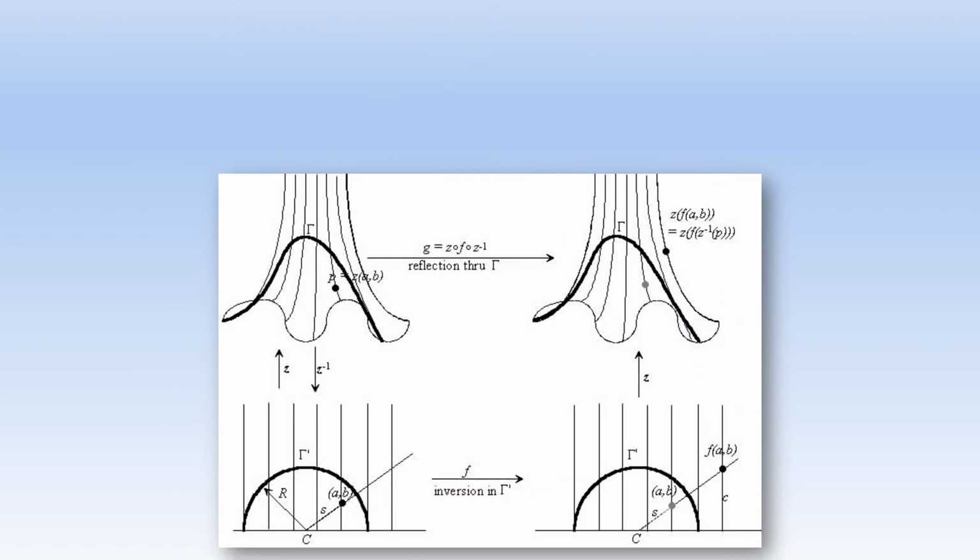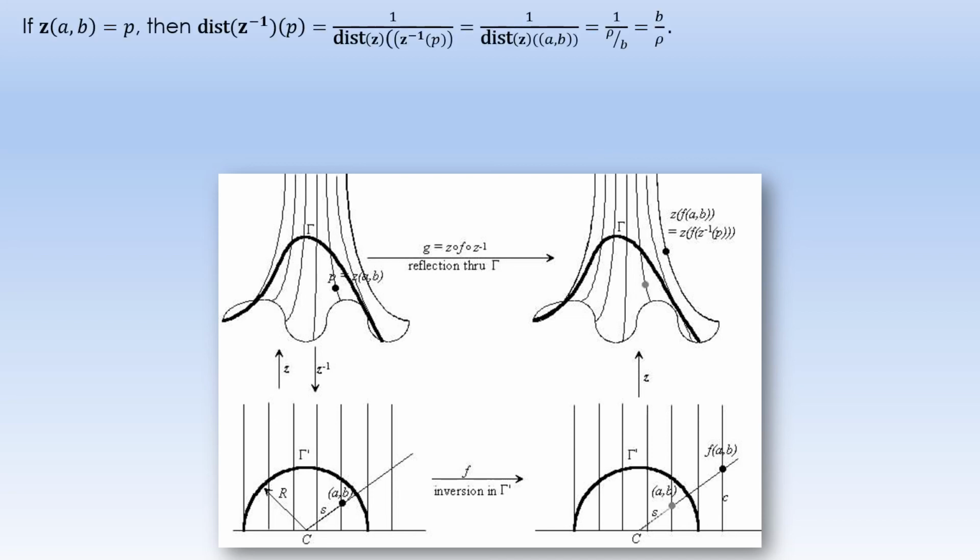Our goal is to find each of the distortion factors for the product that we defined on the previous slide. So if we take a look at z of AB, this is defined to be the point P. Then the distortion of z inverse at P, well, if we look at z inverse of P, that's mapping down here to this point AB on our diagram. And if we could reverse that map, we would be going through z instead of z inverse.